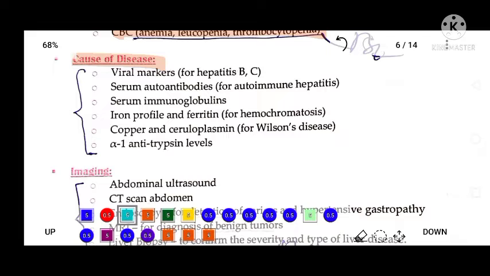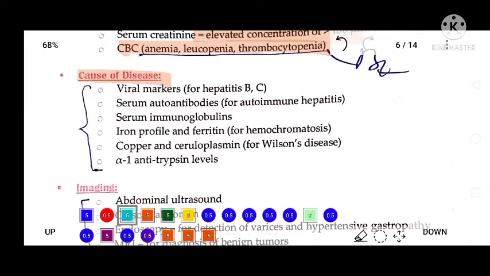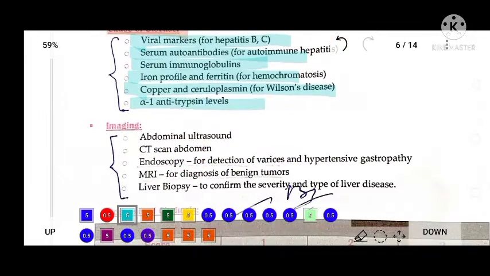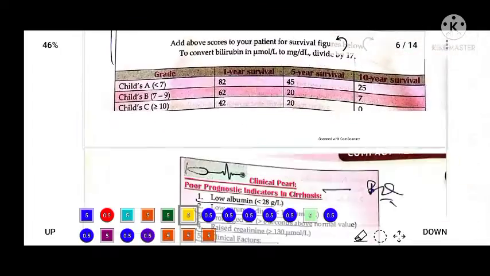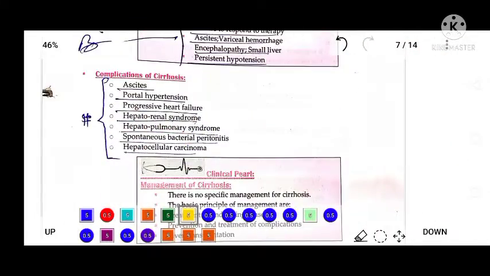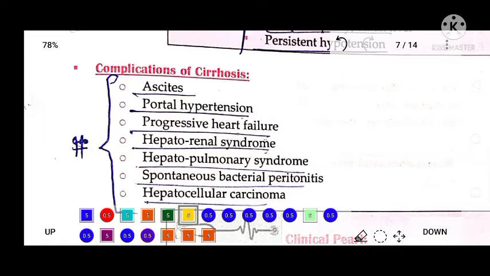These cause-related investigations: in viral hepatitis, hepatitis B, C viral markers should be performed, serum autoantibodies should be performed in autoimmune hepatitis, and serum immunoglobulin, iron profile, copper, ceruloplasmin level, and alpha 1 antitrypsin deficiency should be looked for. So, imaging testing will be abdominal ultrasound, CT scan, endoscopy, MRI, and liver biopsy in order to confirm the cirrhosis and nodularity of the liver. So, in this way, cirrhosis is diagnosed by laboratory.